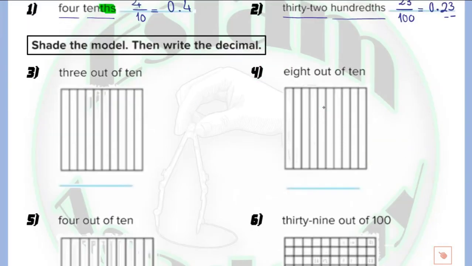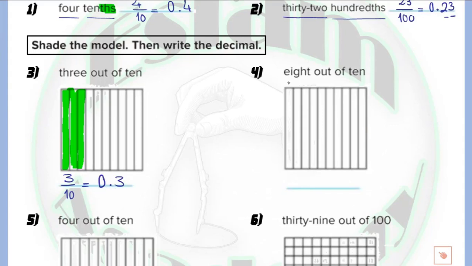In this question, we need to shade each one. We need 3 out of 10. 3 out of 10 means we just shade 3 parts. After that, we need to write the decimal. 3 out of 10 means 3 over 10. To write it as a decimal, we just write the numerator without any change. Now for 10, we have only 1 zero, so we count from the right one digit, then put the point. So the answer will be equal to 0.3.